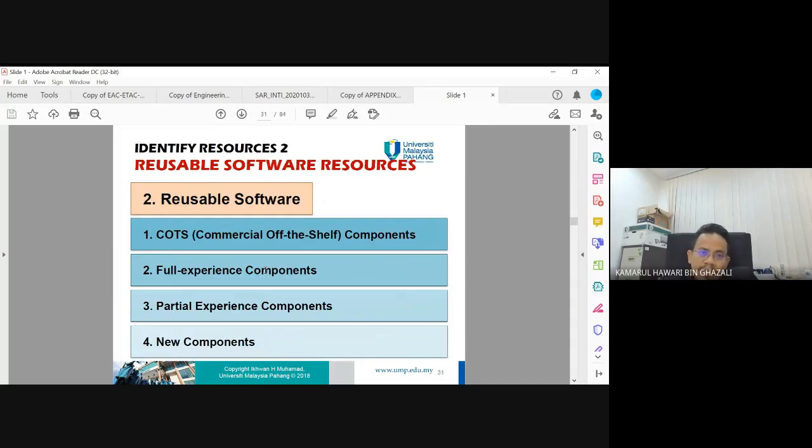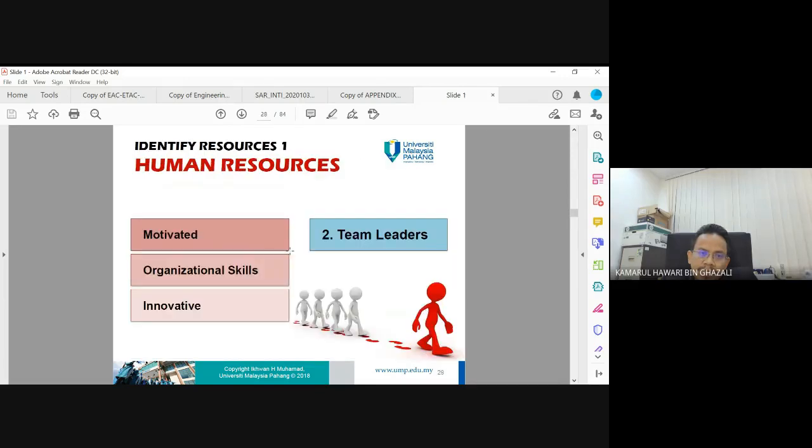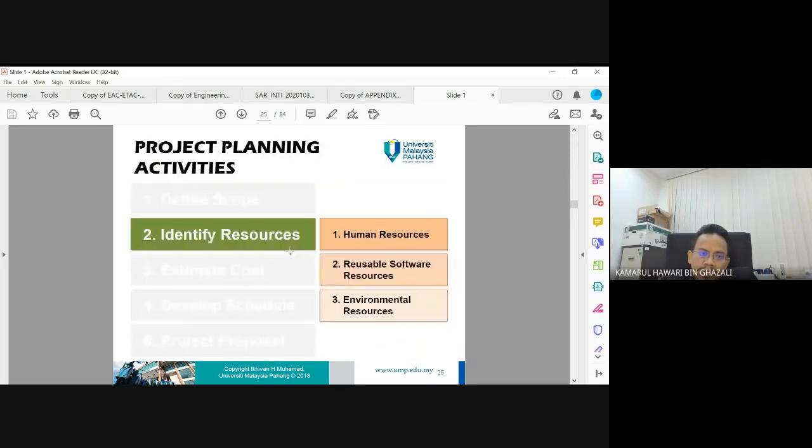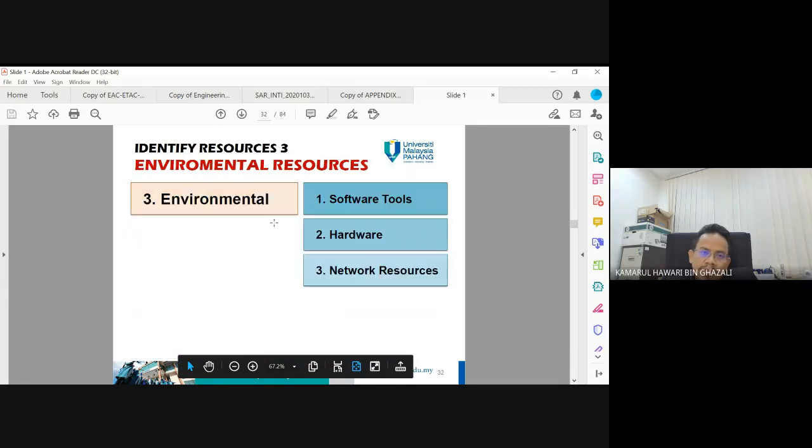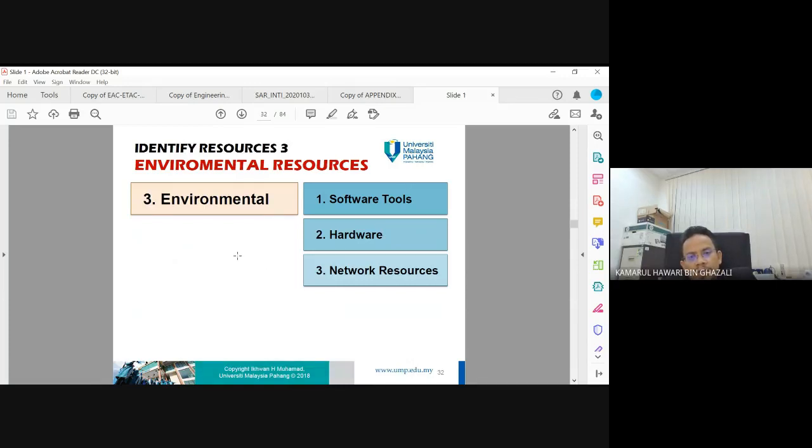So next is identifying resources: reusable software resources. Just now was human resources. The second one is identifying reusable software resources: COTS, commercial off-the-shelf components, full experience components, partial experience components, and new components. So this is resource number 2. Resource number 3 is environmental resources: software tools, hardware, and network resources.